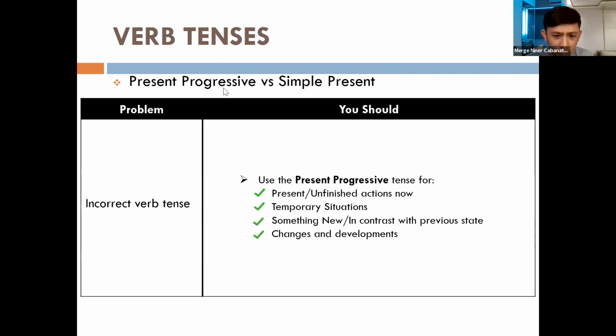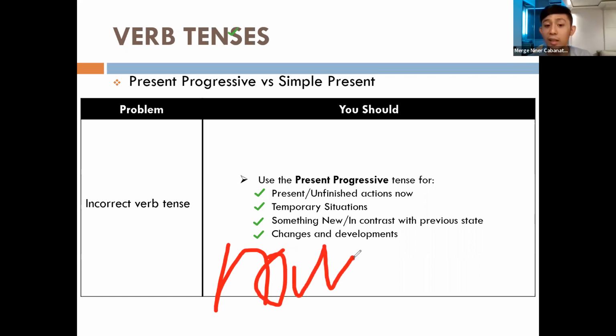meron kang now, currently, recently, these days, today. Pwede mong gamitin yan.